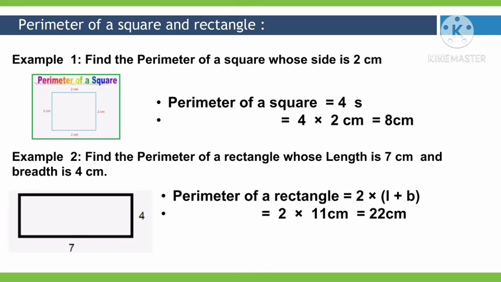Look at the second example now. Find the perimeter of a rectangle whose length is 7 centimeter and breadth is 4 centimeter.